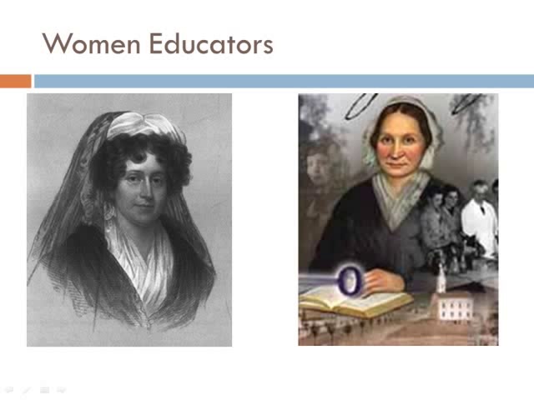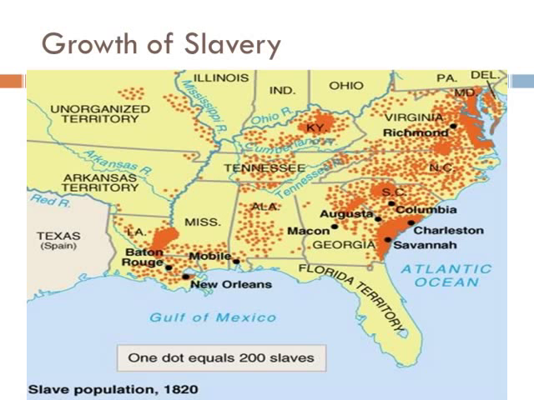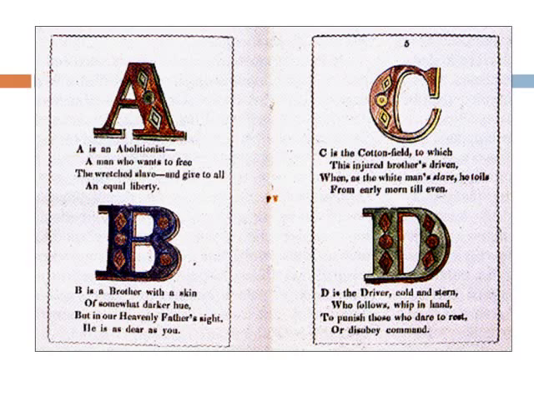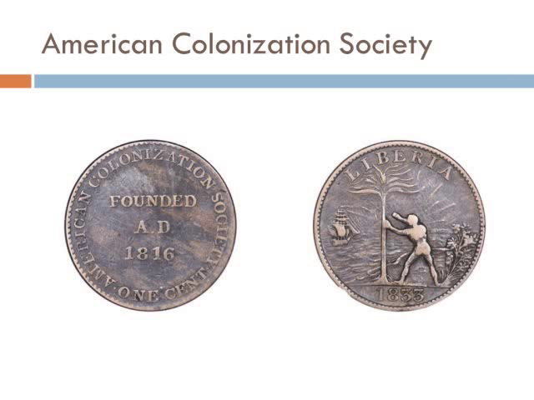You should know the American Colonization Society. What did they intend to do? Send free slaves to Africa. It's the Back to Africa movement. So you should absolutely be familiar with the American Colonization Society. That is a must. We take free slaves, we send them back to Africa.